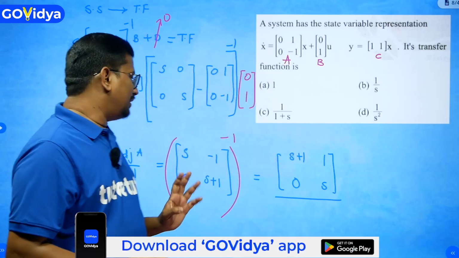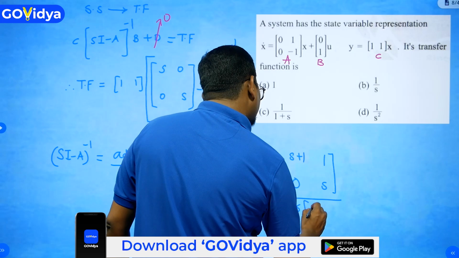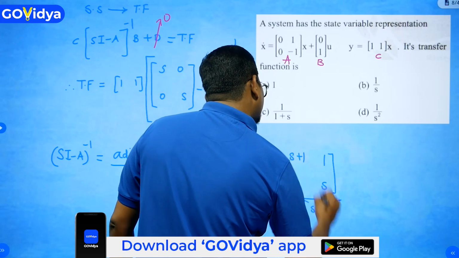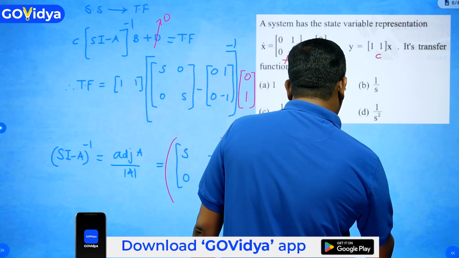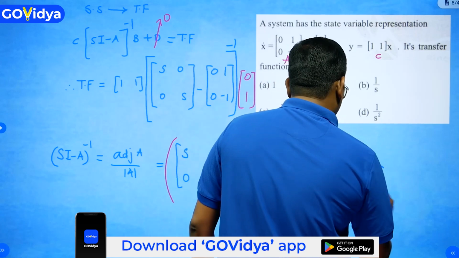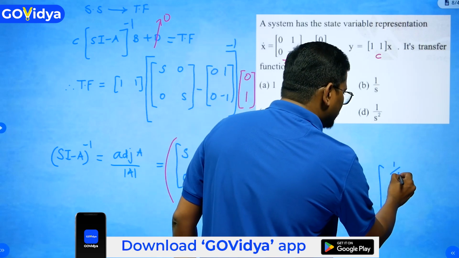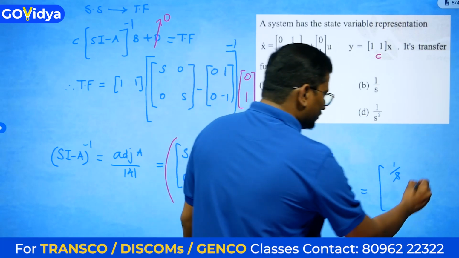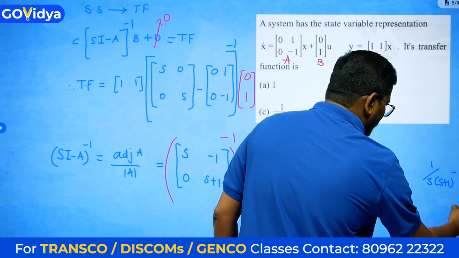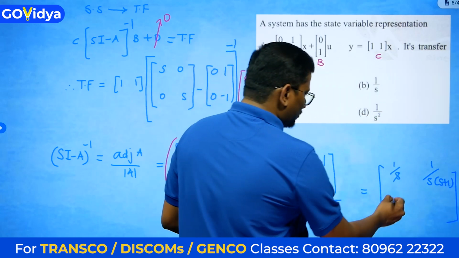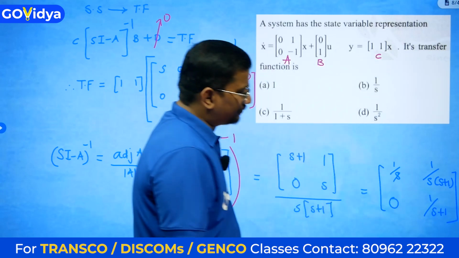Adjoint of A over determinant, where the determinant is AD minus BC. Fortunately we have S into S plus 1. Further, if you simplify, what can we get? S plus 1 divided by S into S plus 1. Can I write this as 1 by S? Then 1 upon S into S plus 1. This is 0. And this, can I write like 1 upon S plus 1.